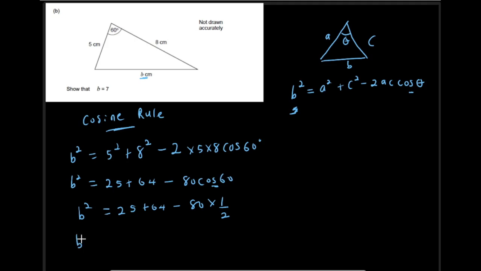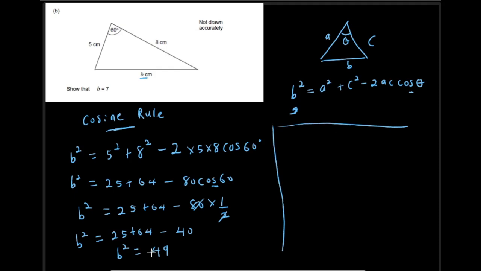And that will give us b squared equal to 25 plus 64 minus, 80 times half is 40. So we have minus 40. At the end of the day, 25 plus 64 is 89, and 89 minus 40 will give us 49. So we have b squared equal to 49.